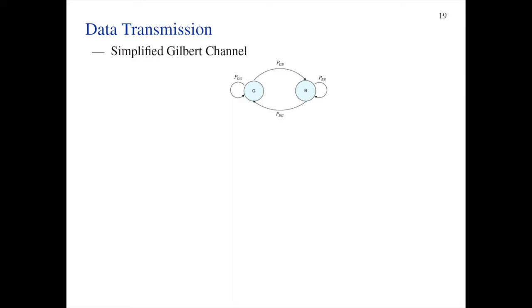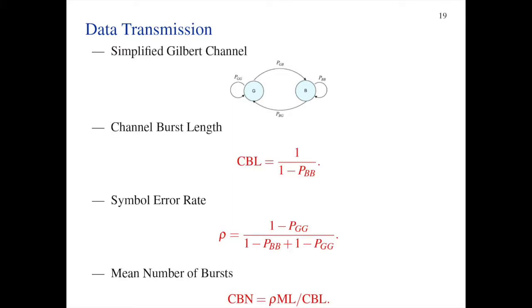So what we're going to do is set up a model for a burst producing channel. How this channel works is you're either in a good state or in a bad state, right? If you're in a good state, no error occurs. If you're in a bad state, errors occur. And you have some probability that you either remain in a particular state or transition. With this model, you can compute things like the channel burst length, the symbol error rate, and the mean number of bursts you expect.